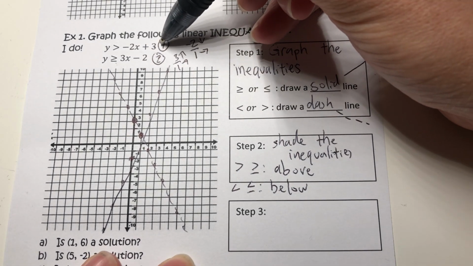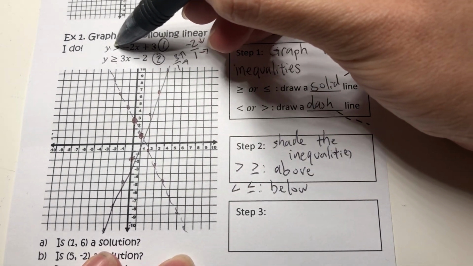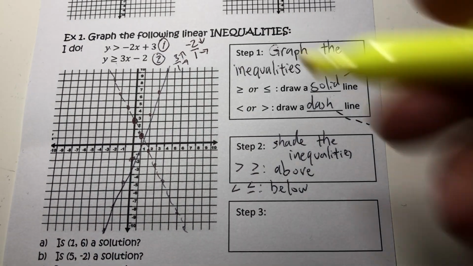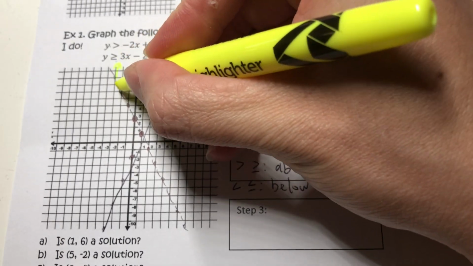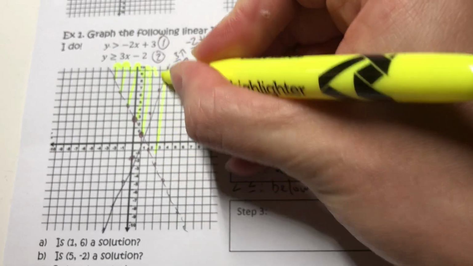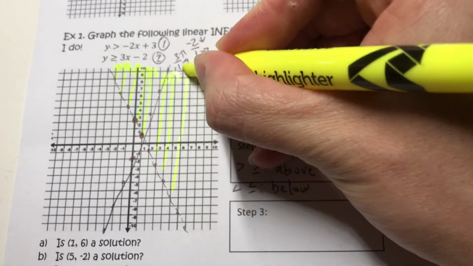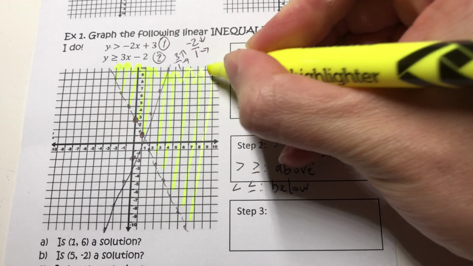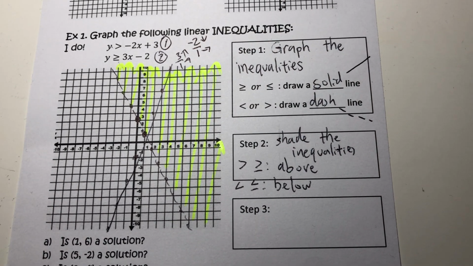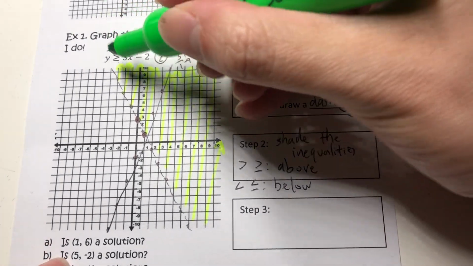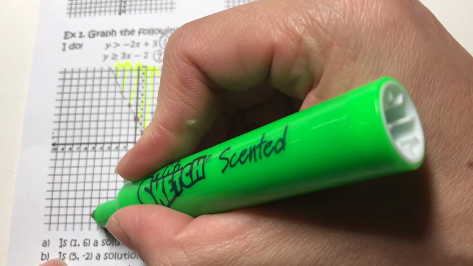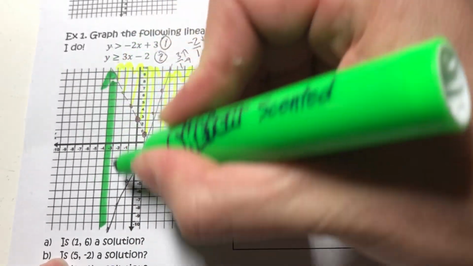So let's look at our first line. Our first line is this one right here. This is a greater than sign. That means I'm going to shade above it. So shading above it will look like this. And then for the second line, this will also be greater than. That means I'm going to shade above this line. So above means it's going to look like this.